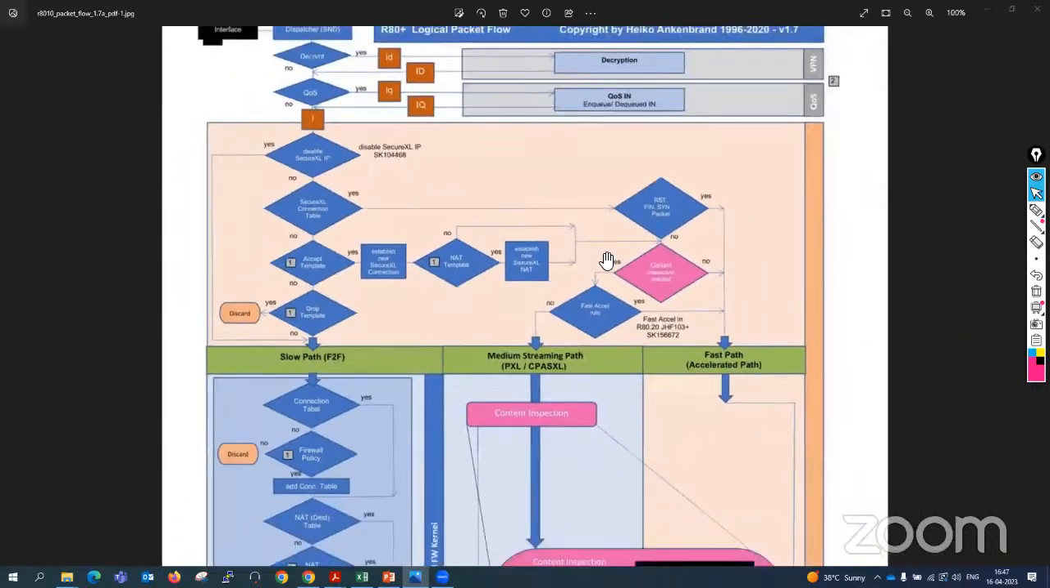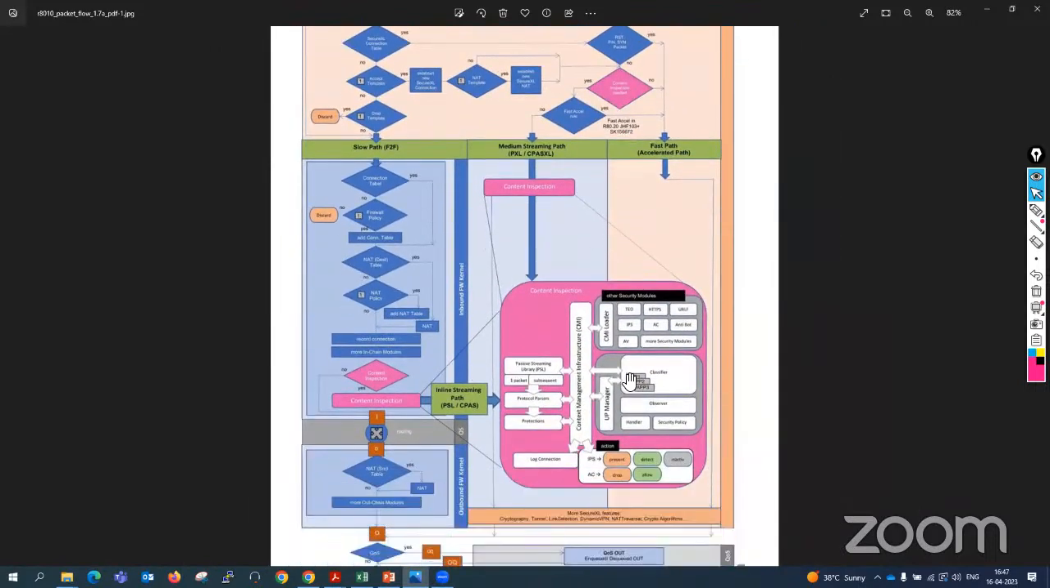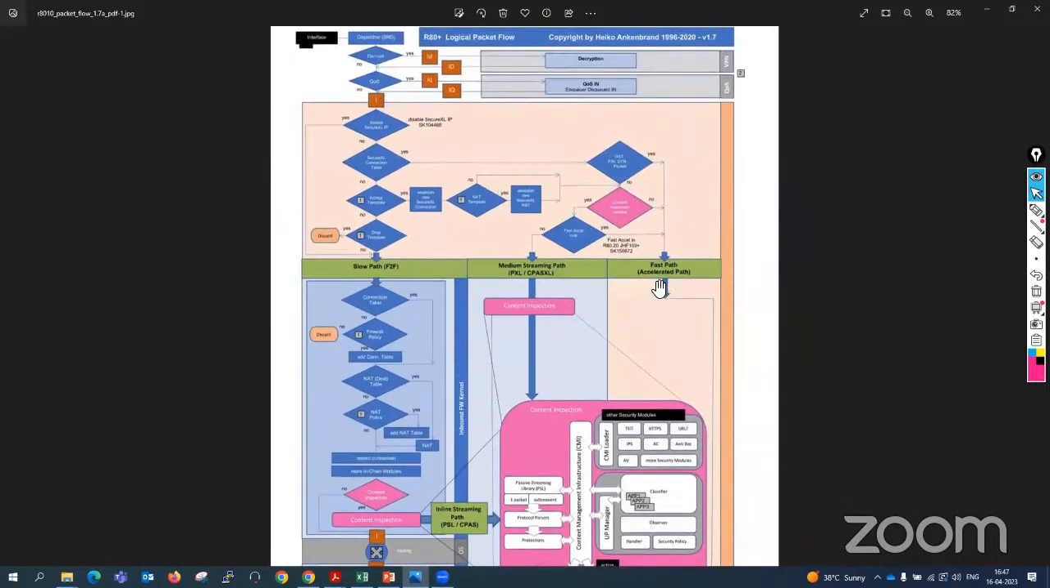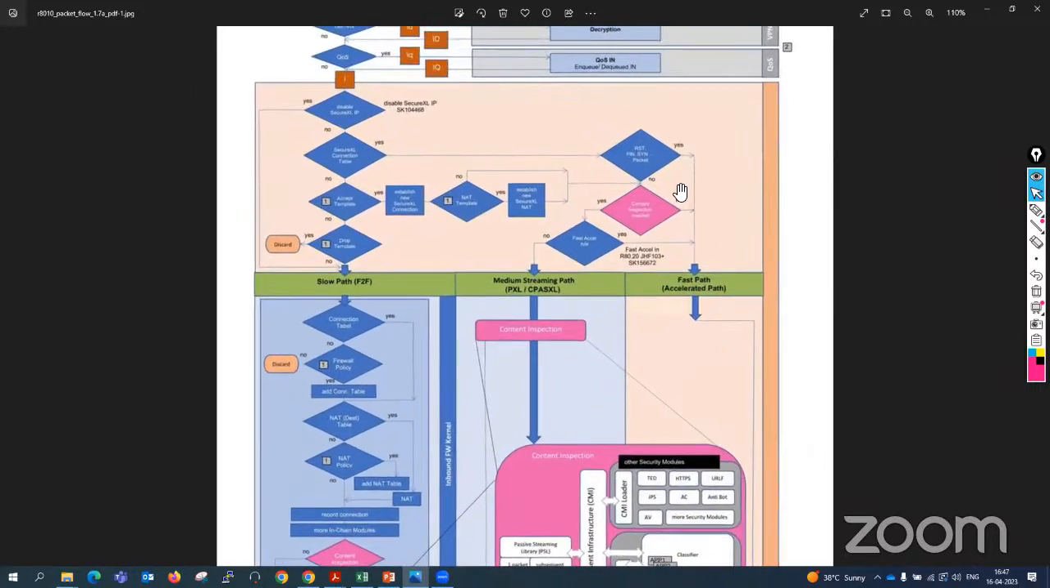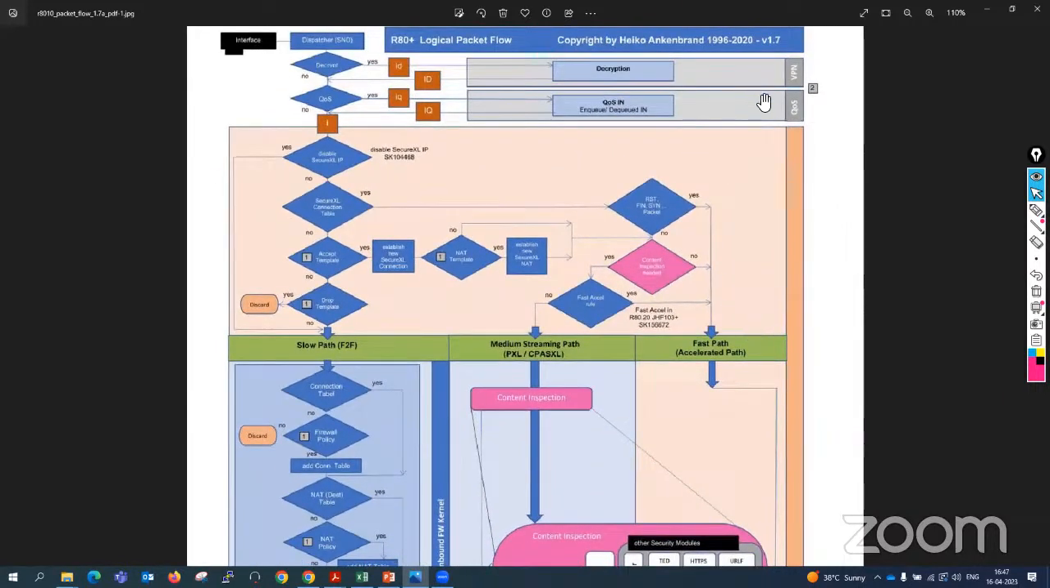So see, this is the detailed low-level packet flow of the Checkpoint. Okay. So what happens here? Whenever a packet comes from the interface, it enters here at the interface level, and then it comes to the dispatcher, right? And then accordingly, it comes to your slow path.